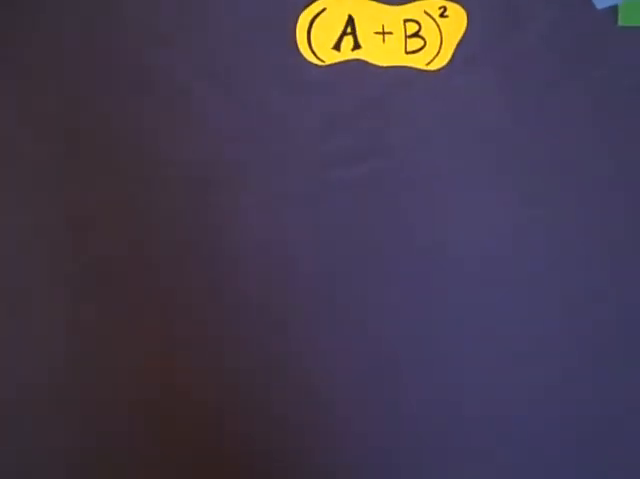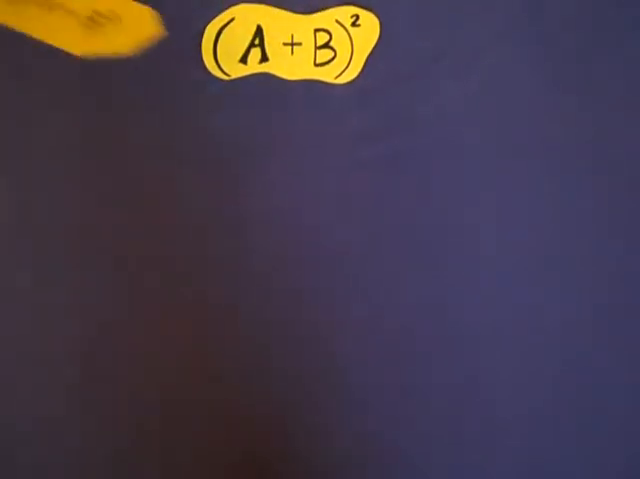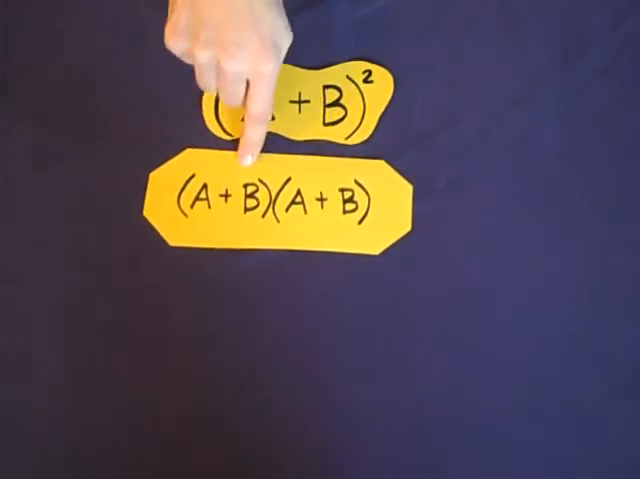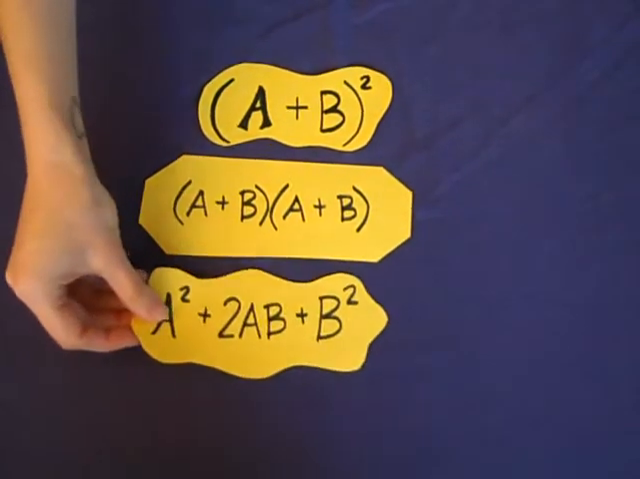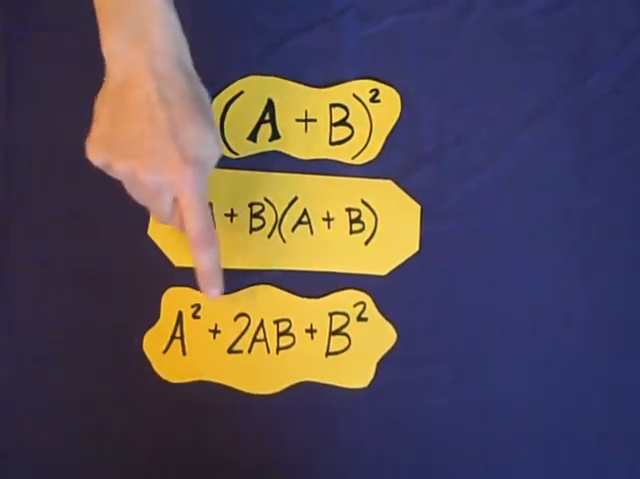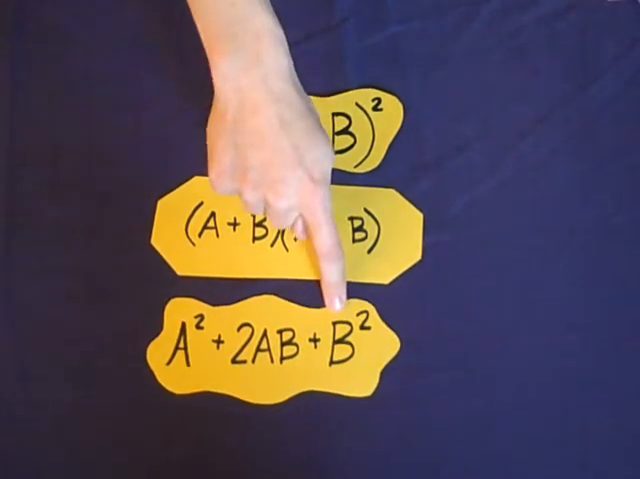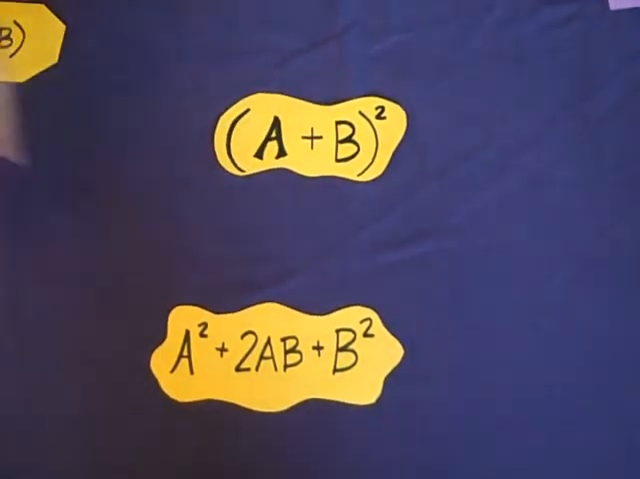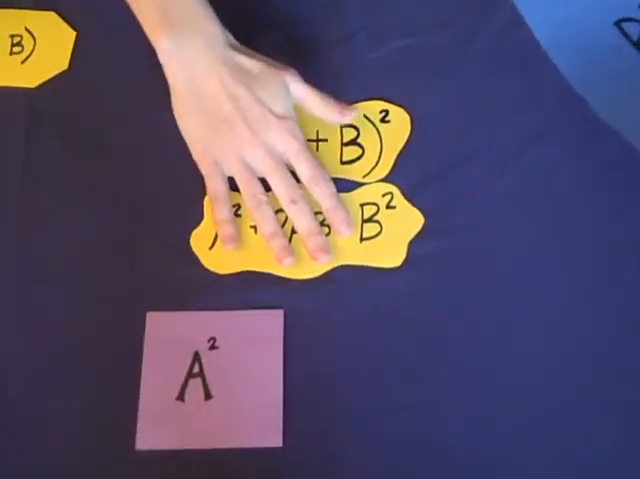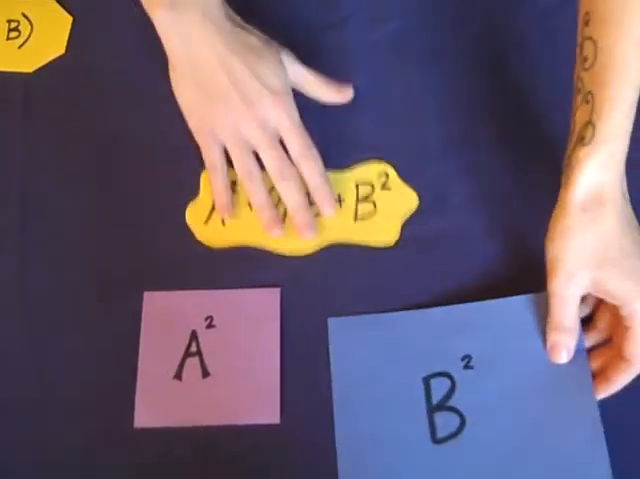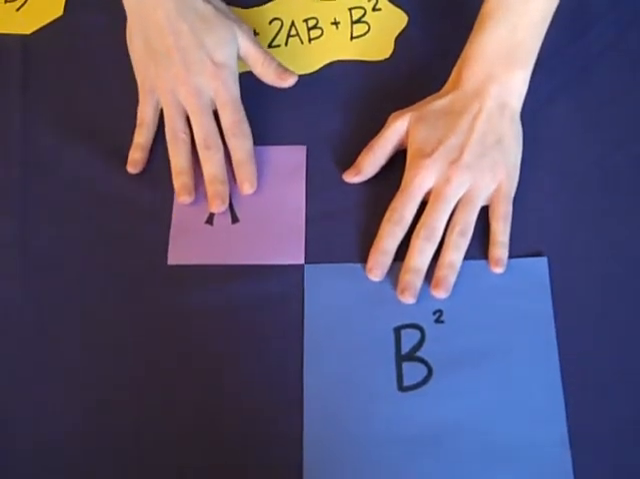Let's do a little bit of math and think about it another way. If we break (a + b) squared into (a + b) times (a + b) and then factor it out, you get a squared plus 2ab plus b squared. Well, we know what a squared plus b squared is, the size of these two squares. So what's the 2ab?